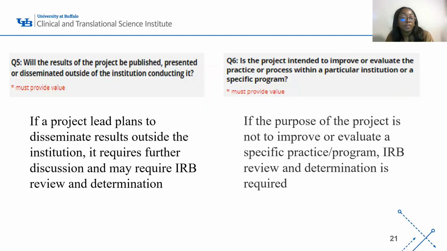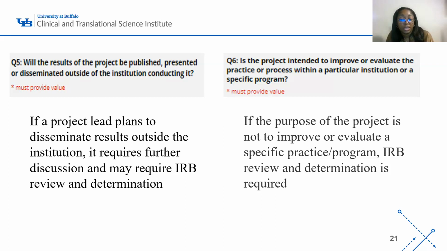Question number 5. If a project lead has plans to disseminate results outside of the institution at the outset of the project, they should be sure to evaluate why they think wide dissemination would be appropriate. Lack of plans to disseminate results outside of the institution is often a sign that the project is not research. If the project lead has plans to disseminate results, is that because the results are generalizable? If that is the case, the project requires IRB submission. However, if a project lead plans to publish, present, or disseminate results specific to the institution, not generalizable results, they can contact Alexis or me for additional guidance.